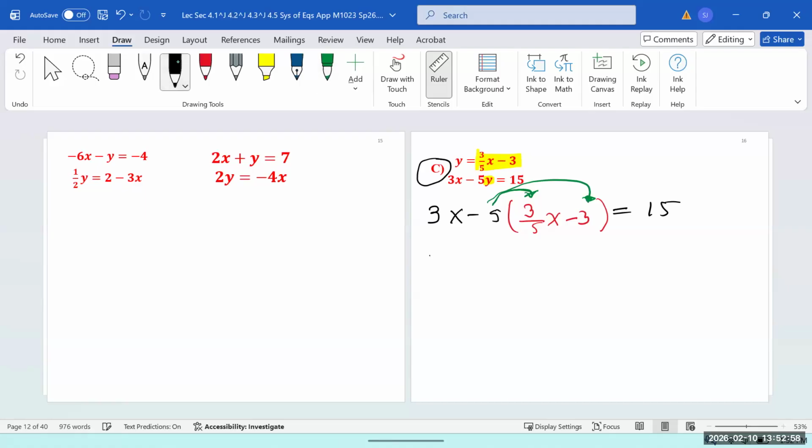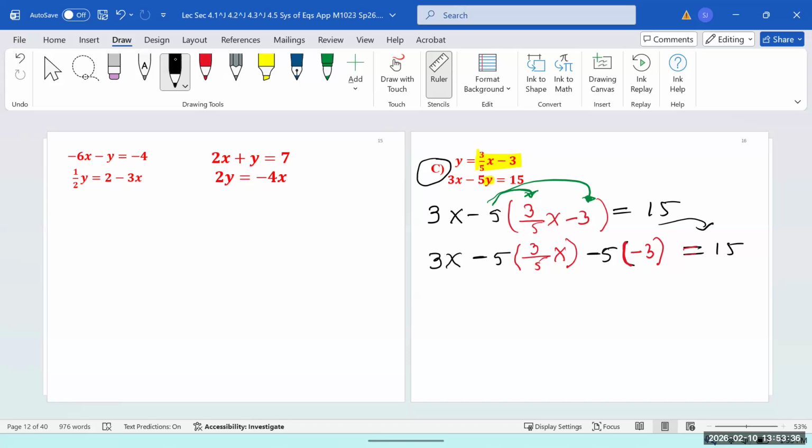So we have our 3x. It's completely harmless. We keep it. And we have our negative 5. We are going to distribute to the first term. What is our first term? 3 over 5x. Then we distribute to the second term, but we're still going to write negative 5 because we are multiplying. Now, what is our second term? Negative 3. Equals this 15.